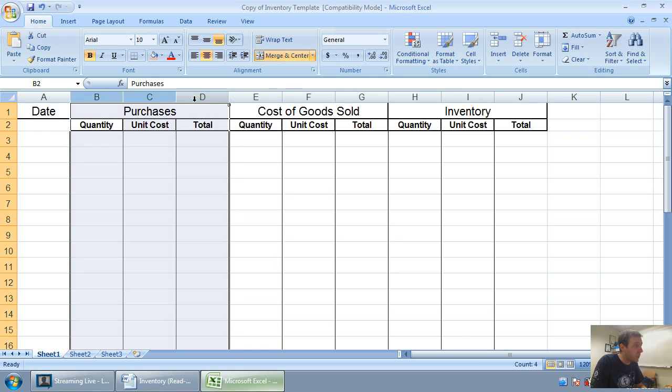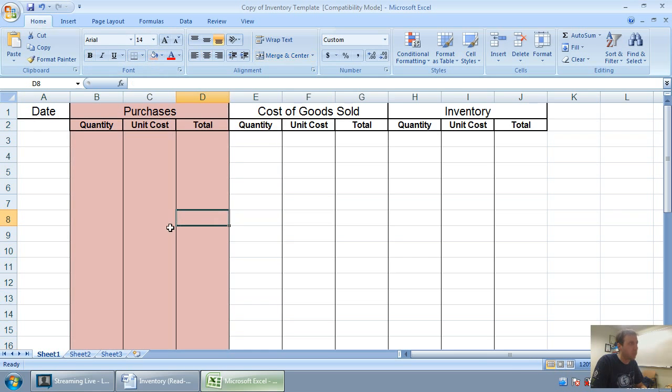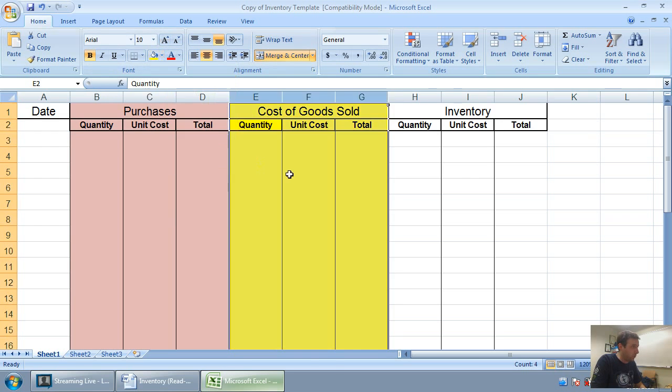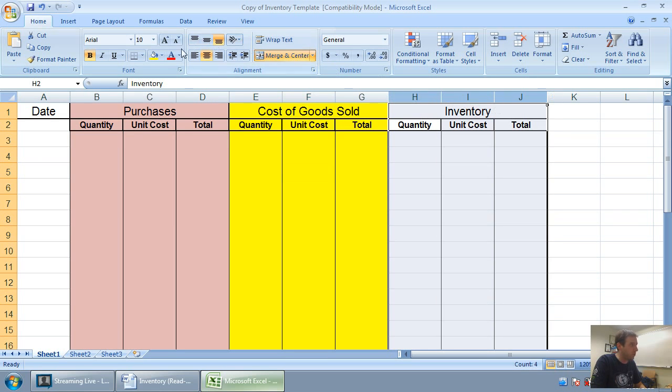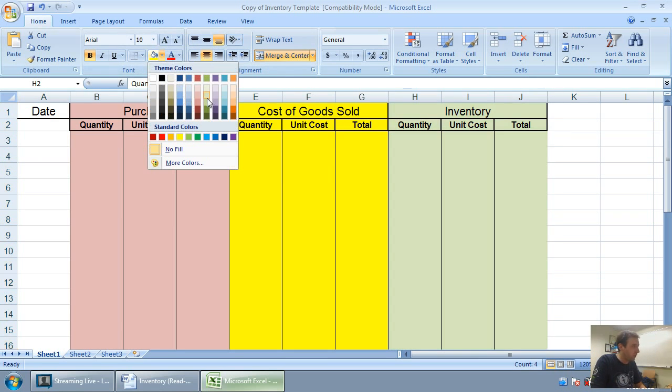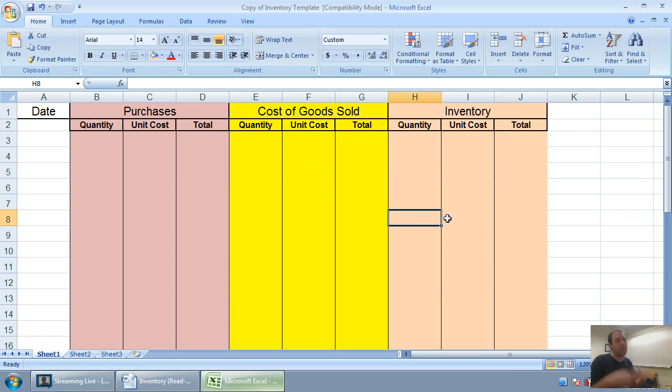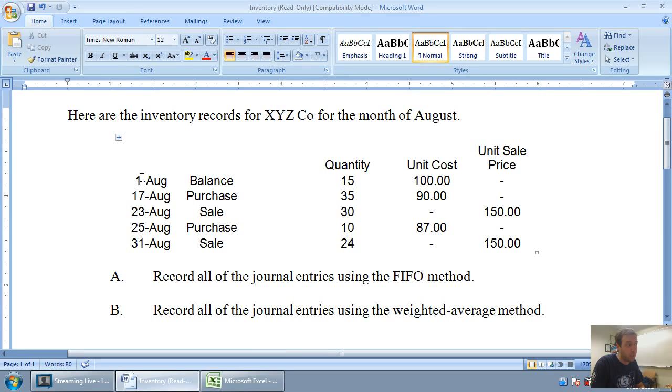So there's three key sections to this. The section I've just highlighted in red is going to keep track of our purchases of inventory. The section I'm going to highlight here in yellow keeps track of any sales we make, and it keeps track of our cost of goods sold. And the final column, perhaps the most important, I'll highlight in orange there, is like a running total of our inventory. So keep track of what's going on in our inventory. So without any further ado, let's get started.